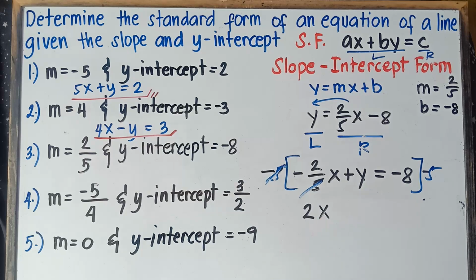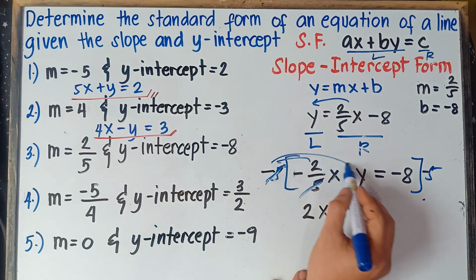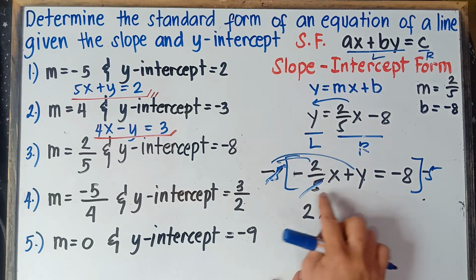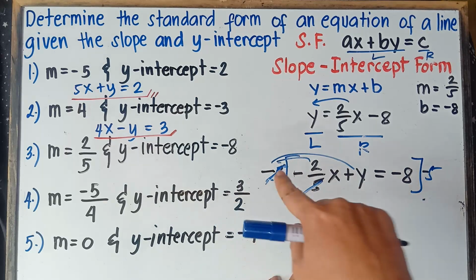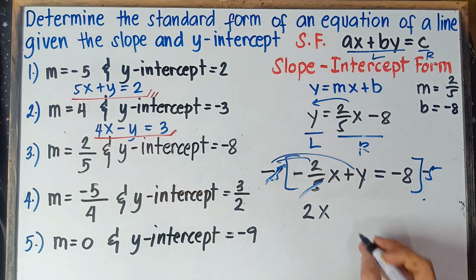And then once again, do not forget, class, distributive property. Because this is a binomial, we have two terms. Negative 5 times y, negative 5 times positive y, that would be negative 5y. I hope you're not confused, class.